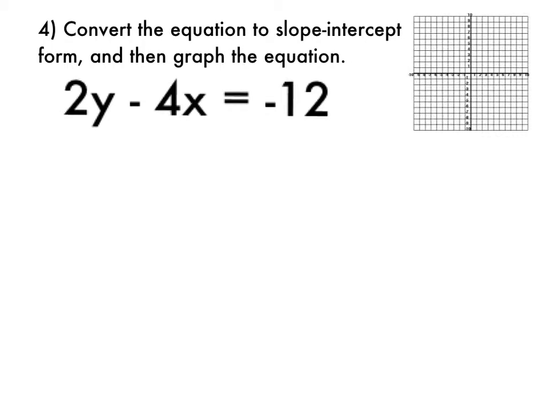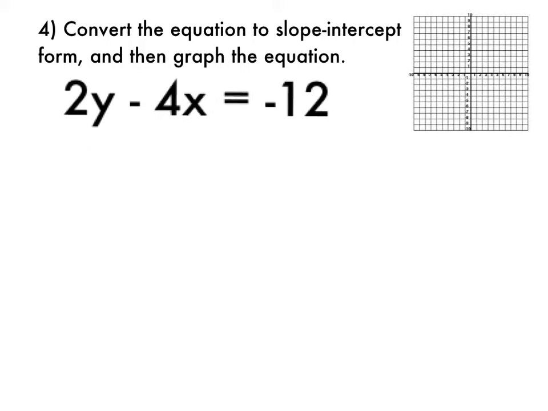I need to solve this equation for y, which converts it to slope-intercept form, and then I want to graph the equation. So the first thing I want to do in order to solve for y is I must get rid of everything on the same side as y. That's this negative 4x and also the 2.